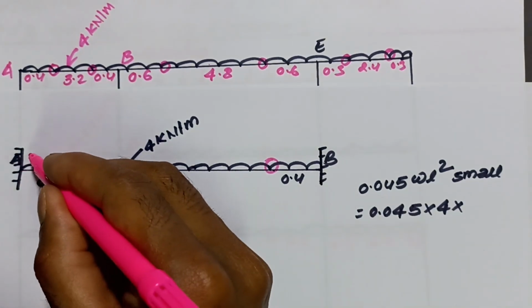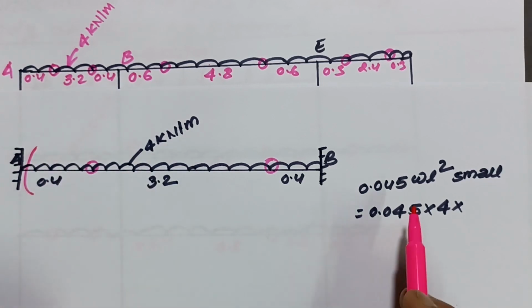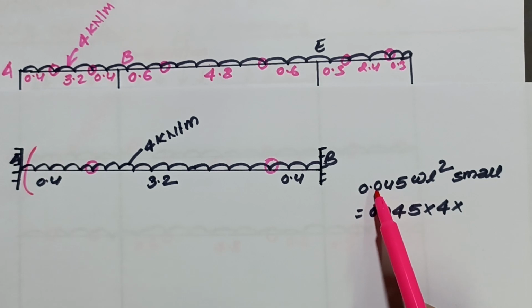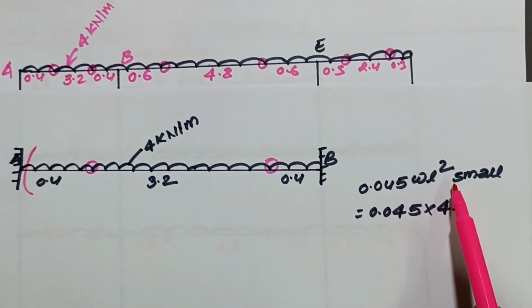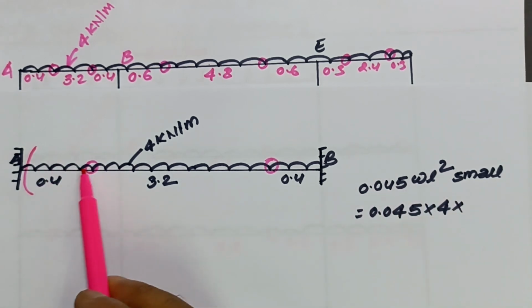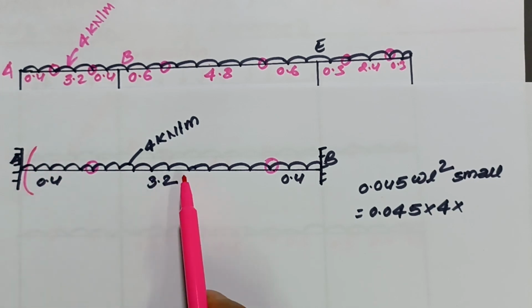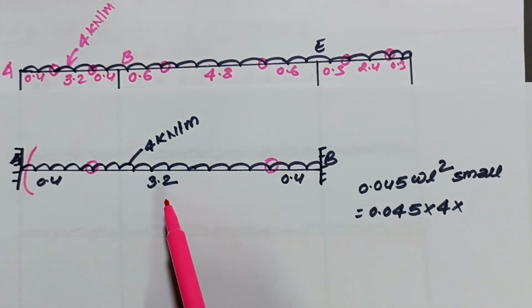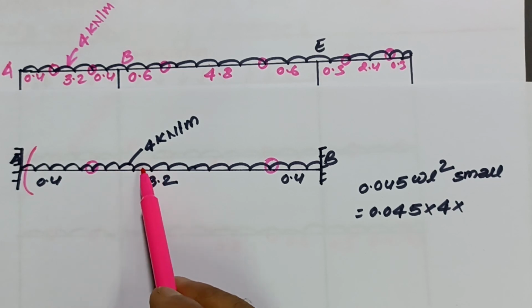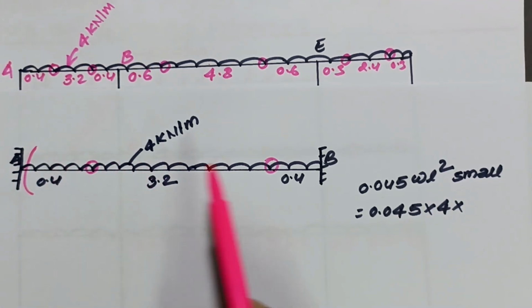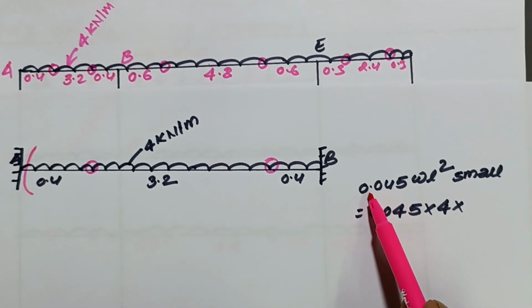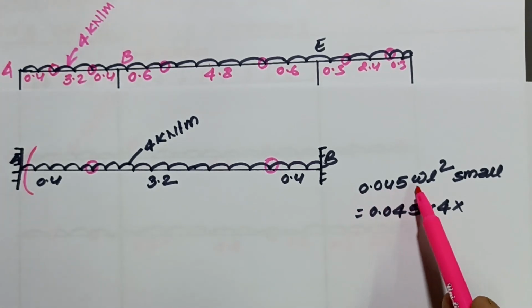For calculating the moment at A, we have to use the shortcut formula: 0.045 into WL square for this part only. Okay, this small part only, not for the middle part. The middle one is a simply supported beam with UDL, which means the bending moment will be WL square by 8. That's why we calculate only the small part. The shortcut formula is 0.045 into WL square.